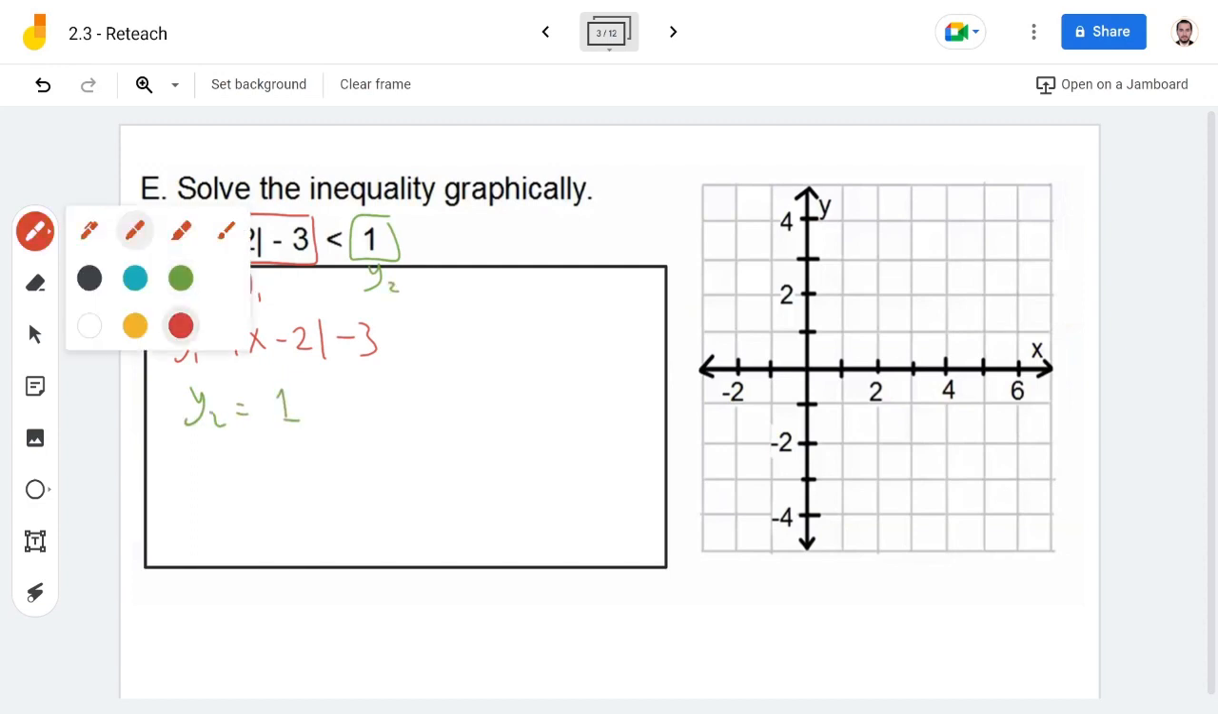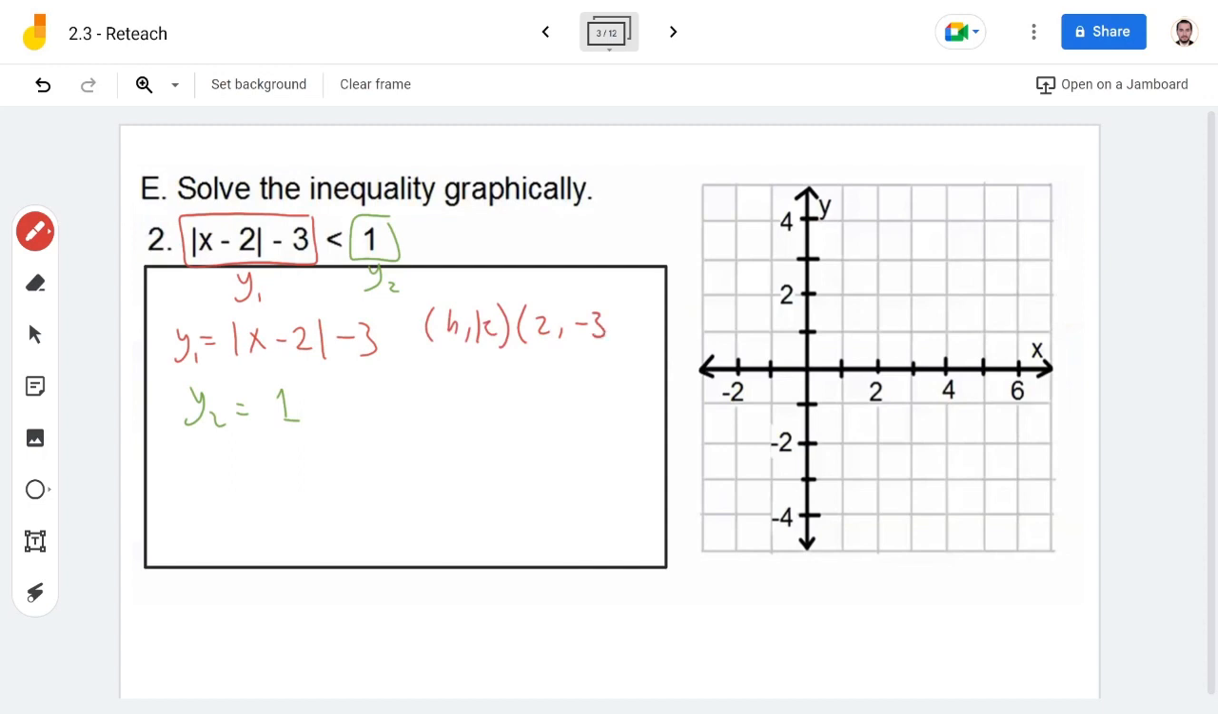Now let's graph the first one. To graph it, we need to identify h and k, which are 2 and negative 3. Then a is not given, so a is equal to 1 over 1. Now 2 and negative 3. This is 2, this is negative 3, so it should be here. One up, one right, one up, one to the left.